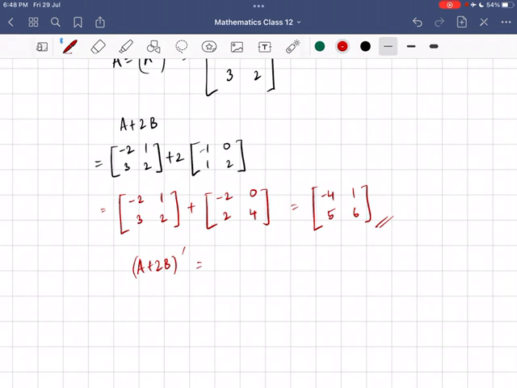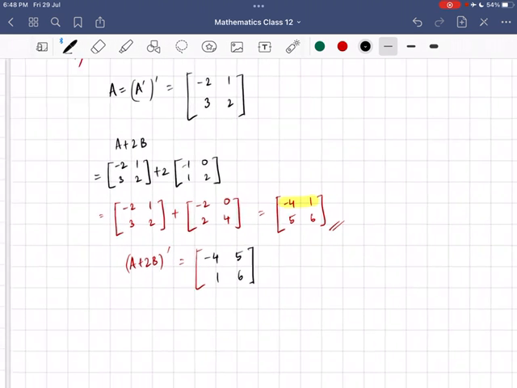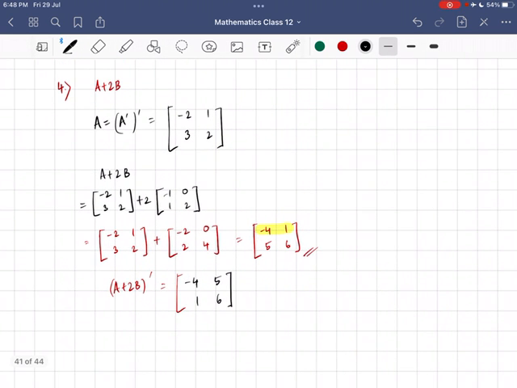The complement, sorry, not complement, transpose. The transpose of this thing is what? The row becomes the column. So we have here -4 1 5 6. So this is how we do the transpose. Okay, so that's how we do question number 4.